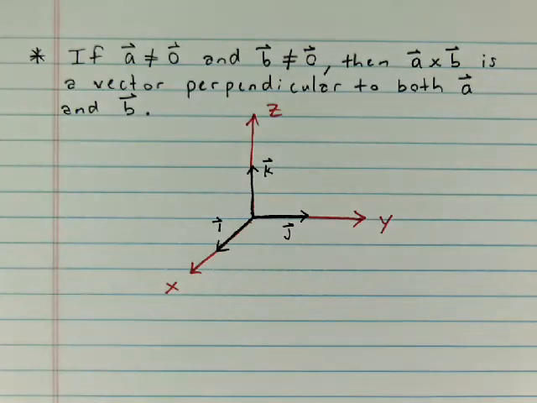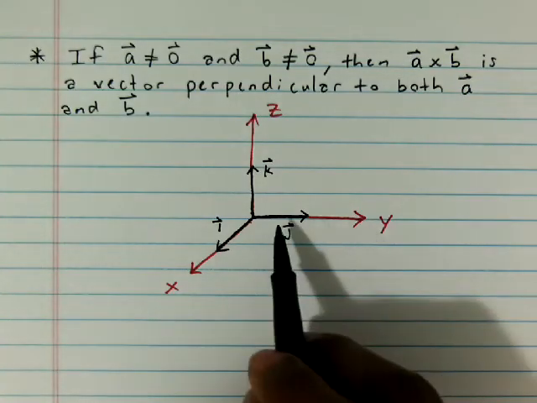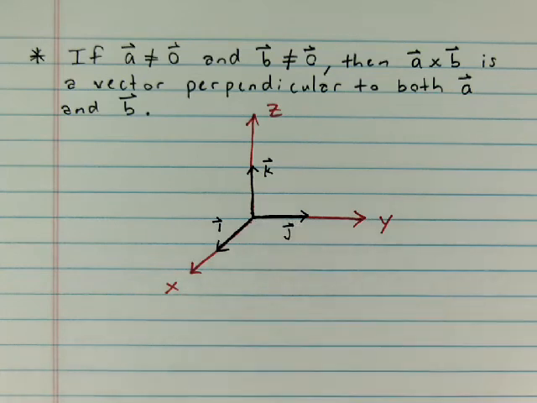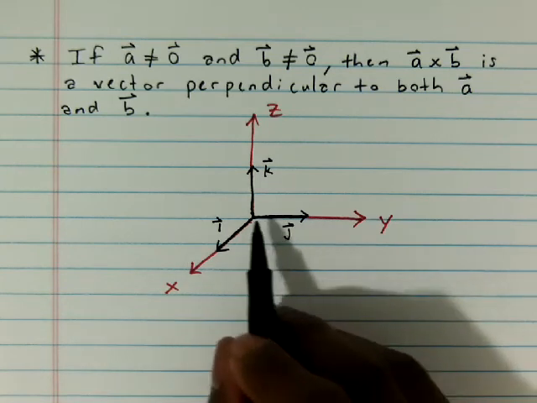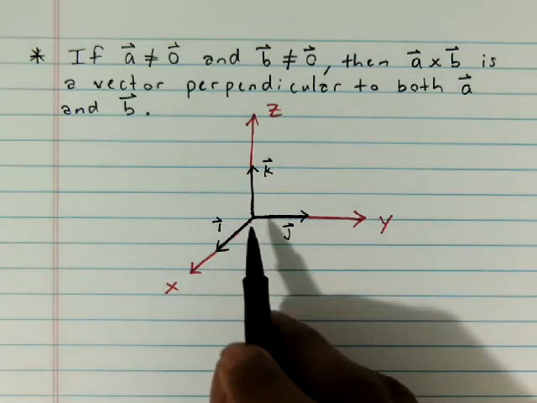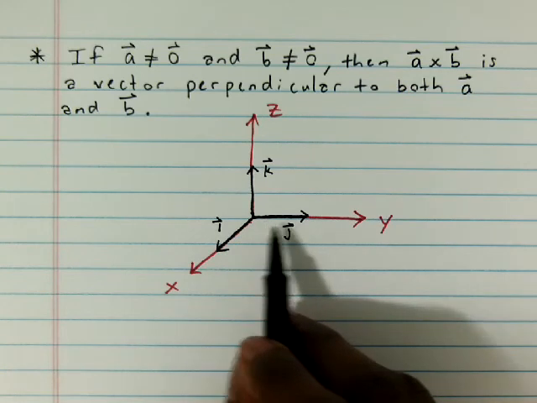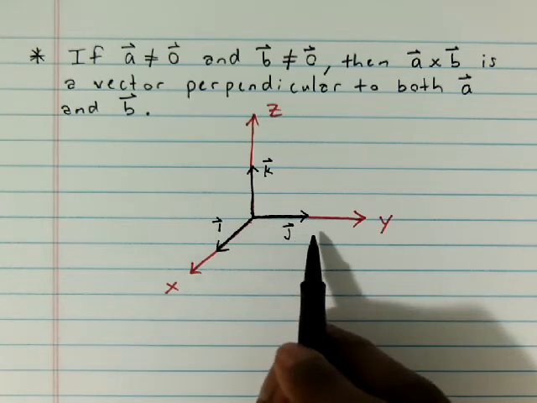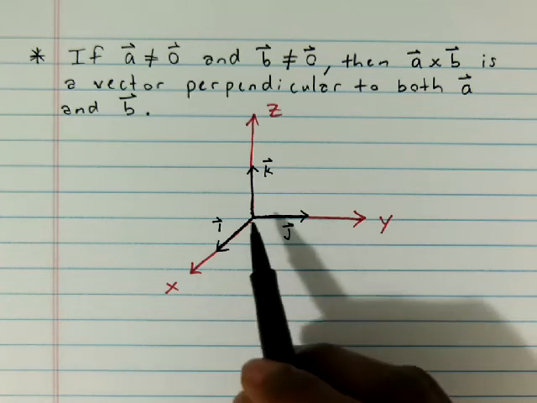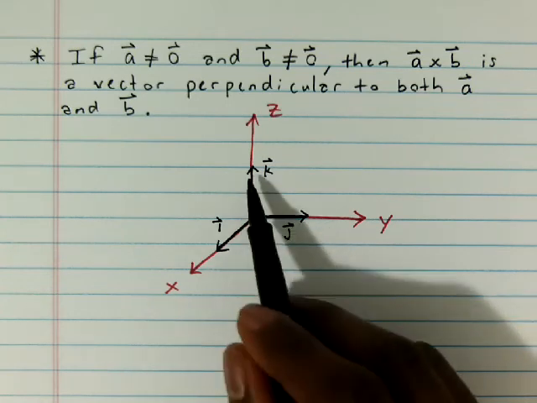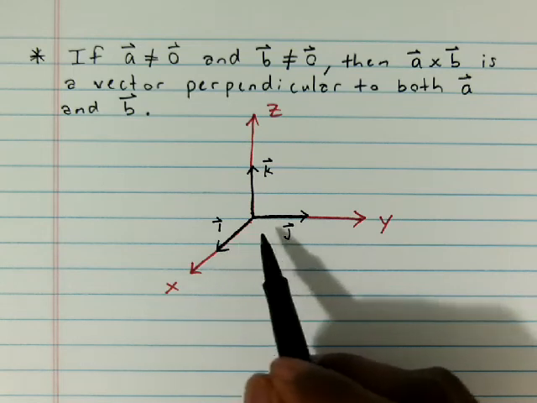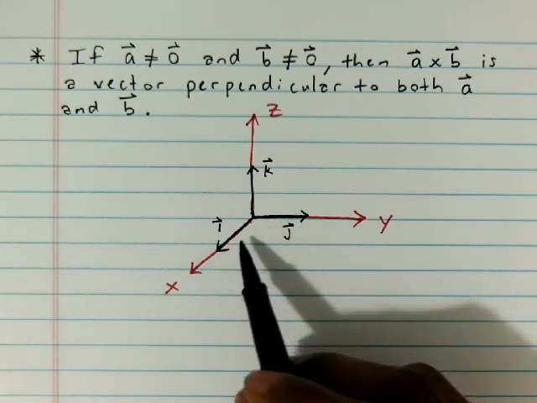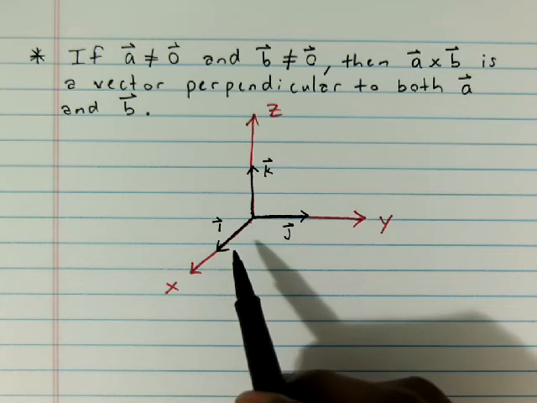But say, for instance, if we were actually to compute j cross k, we would get the vector i. You can go through and do that just as practice, because you know what the vector j is. The vector j is 0, 1, 0, and the vector k is 0, 0, 1. If you went through that cross product process that we just did, you would get the vector i, which is 1, 0, 0.